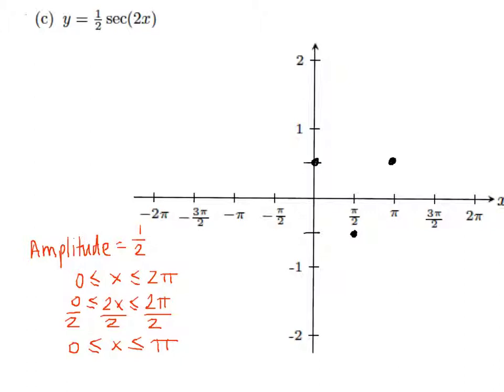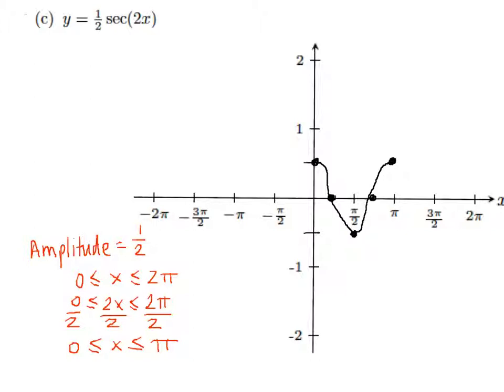And then the rest of the cosine function, we know that halfway in between 0 and pi over 2, we are going to be crossing our x-axis. And we know the same thing between pi over 2 and pi, that we'll be crossing our x-axis. So now we can sketch out a basic cosine function. Alright, since we have graphed our cosine function, we can now start thinking of this function as a secant function.